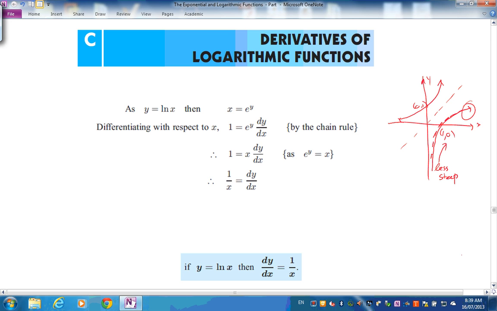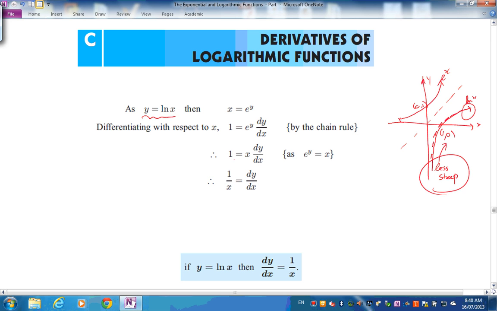Now, our log function is going to have a different behaviour, isn't it? Because it's the inverse function of e to the x. Well, this is e to the x. This is ln x. Then it's going to be increasing at a decreasing rate. So let's have a look at seeing whether we can find the slope of the tangent or the instantaneous rate of change then. So let's have a look at this proof.